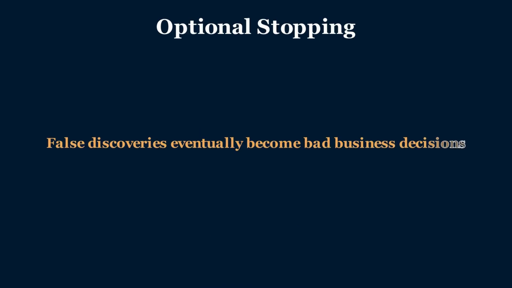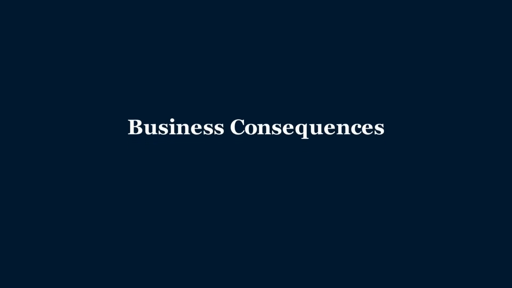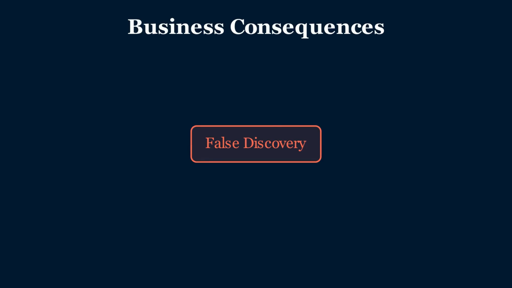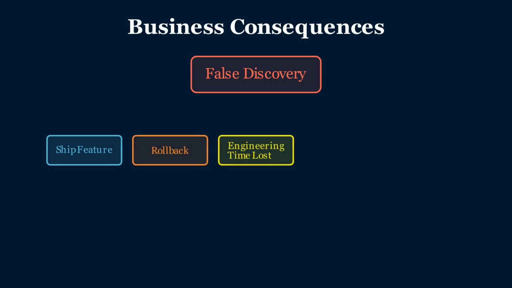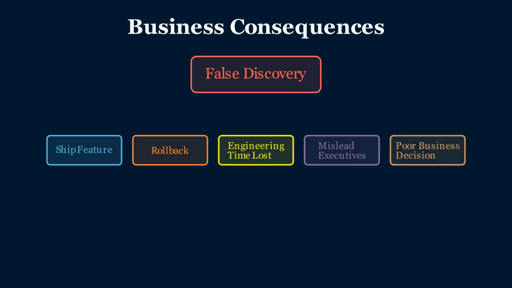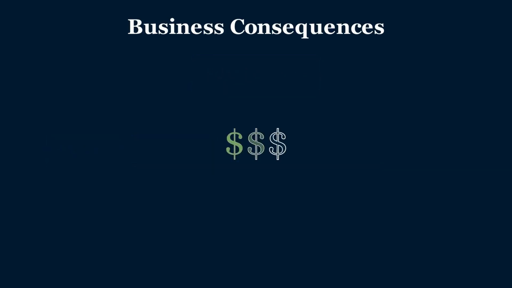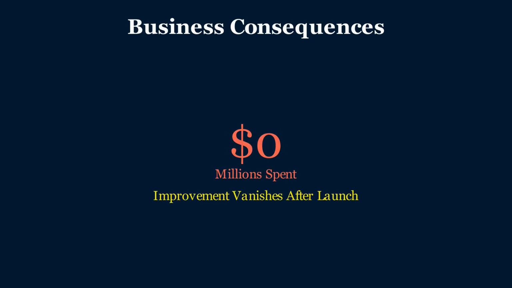Optional stopping doesn't just break statistical assumptions. It also creates very real business problems. Because every false discovery eventually becomes a bad business decision. Cost of peeking is not just statistical, it is financial also. False discoveries mean shipping bad features, rolling back deployments, wasting engineering time, misleading executives, making poor product decisions. Some companies have spent millions building features that appeared successful during experiments, only to discover the improvement completely vanished after launch.